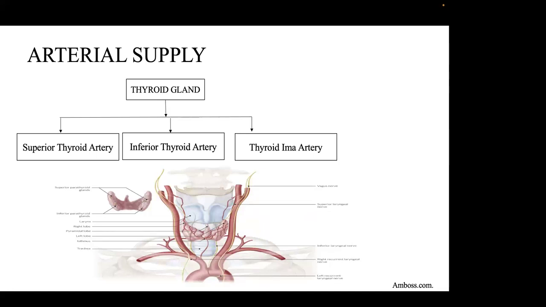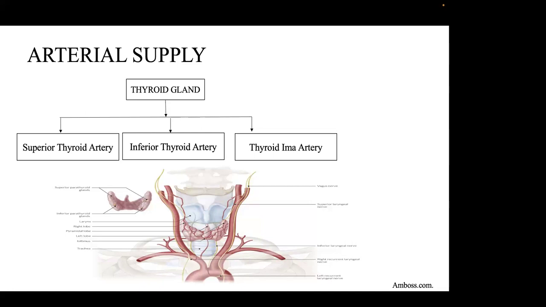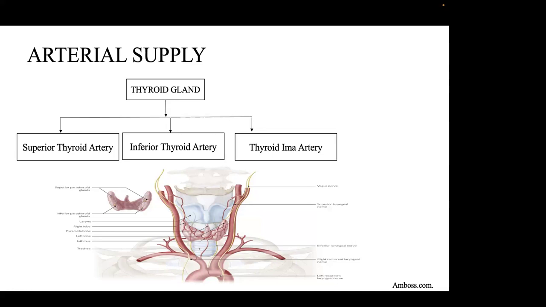Sir, the superior parathyroid gland is supplied by? The inferior thyroid artery supplies all the parathyroid glands, and the inferior thyroid artery is a branch of the thyrocervical trunk. Sir, it's not a direct branch of the subclavian artery. Correct, it's a branch of the thyrocervical trunk, which is the branch of the second part of the subclavian artery.